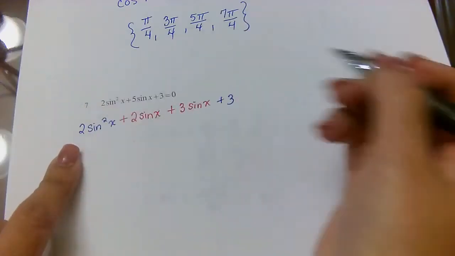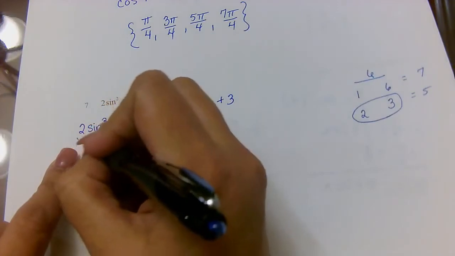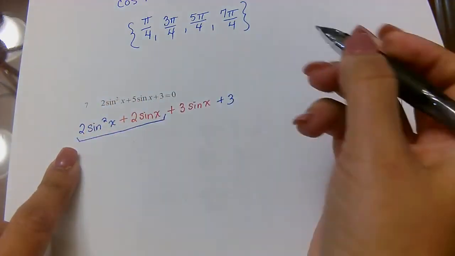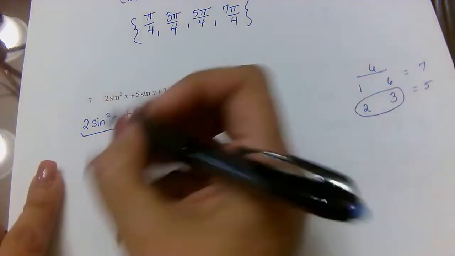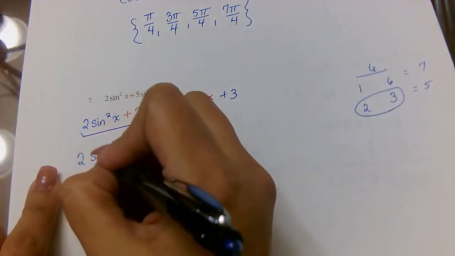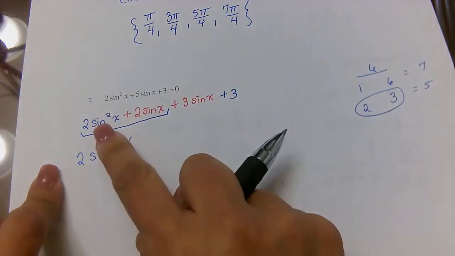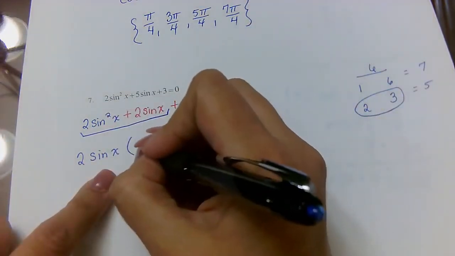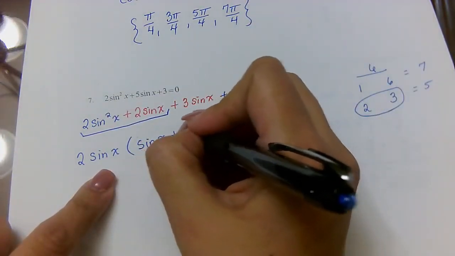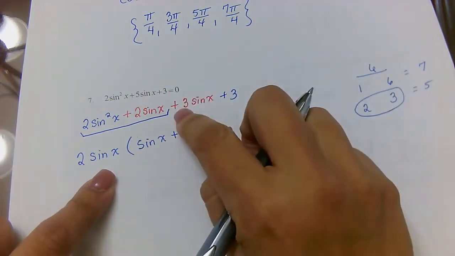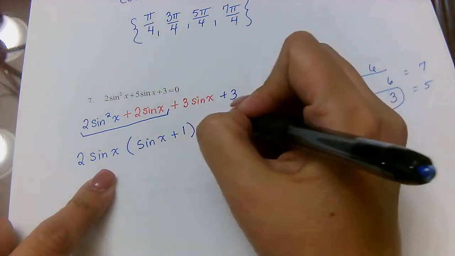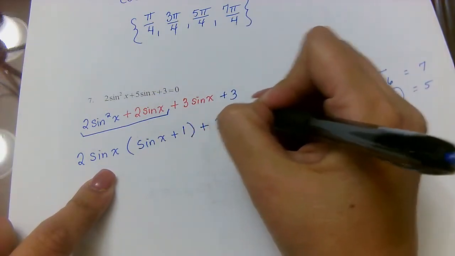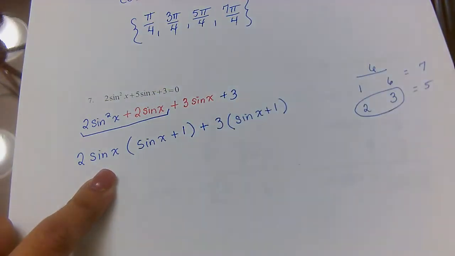Okay, go ahead and factor by groups. So I'm going to take the first 2 terms together, and I'm going to say, what do I have in common here? Okay, 2 is in common, and so is a sine x. So inside my parentheses, I'm going to have a sine x plus 1. I'm going to bring the plus down, and then I'm going to say there's a 3 in common here, so I'm going to leave it at 3, and I'm going to have a sine x plus 1.